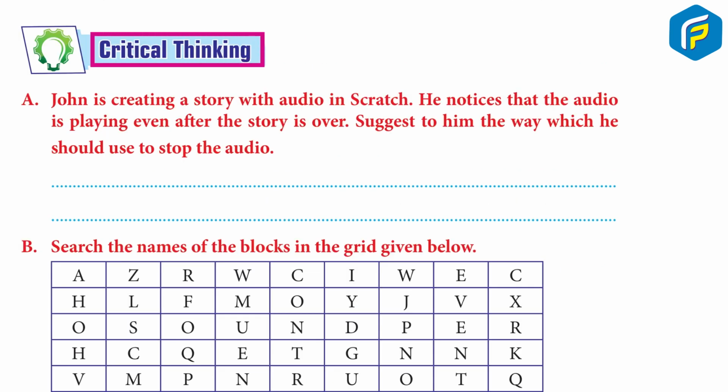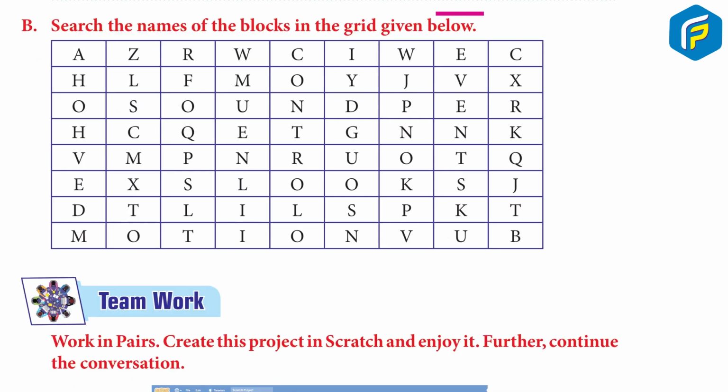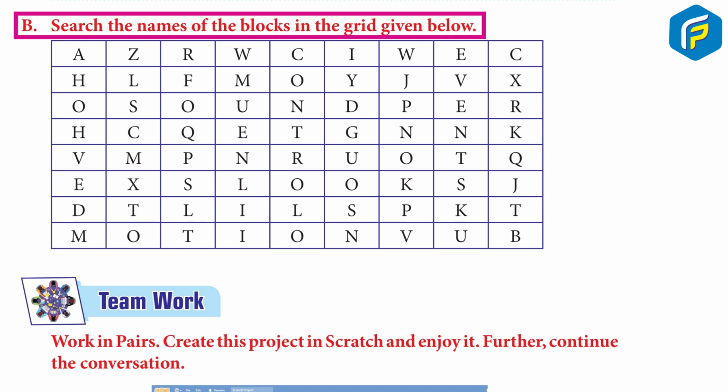Critical thinking. A. John is creating a story with audio in Scratch. He notices that the audio is playing even after the story is over. Suggest to him the way which he should use to stop the audio. Answer: to stop all sounds being played on all sprites, use the Stop All Sounds block. B. Search the name of the blocks in the grid given below. Answer: sound, control, pen, events, looks, motion.